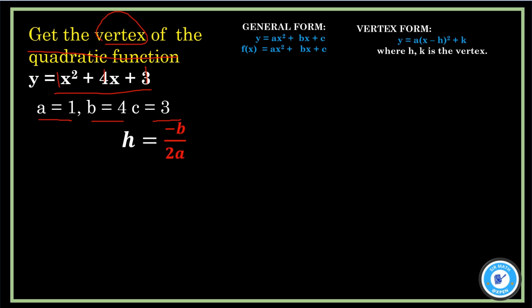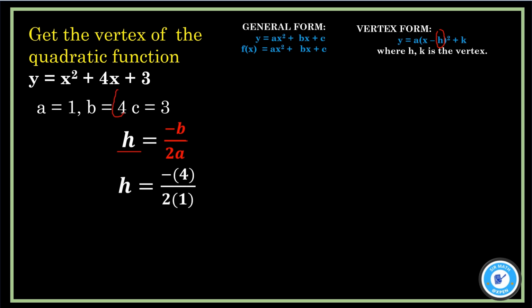And continue, we just simply use this given formula. So it is equivalent to, for our h, which is one of the vertex, we just apply this as equal to negative b over 2a. Then substitute. We have to consider that our b is 4. The negative sign is constant, and therefore we must replace b as 4. Then simplify. That would become negative times positive 4, that's equal to negative 4 over 2.